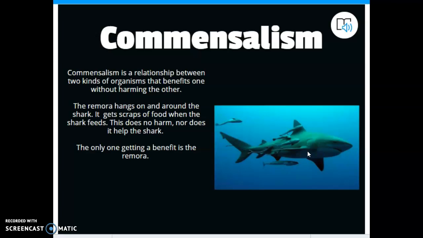This is one example of commensalism, where one organism is helped. It gets a positive out of it, but the shark gets nothing out of this. It doesn't help him, and it doesn't hurt him. So that's a good thing for the shark, right? I mean, it doesn't bother him, so why not have a commensalistic relationship? And it does help the remora. That is commensalism.